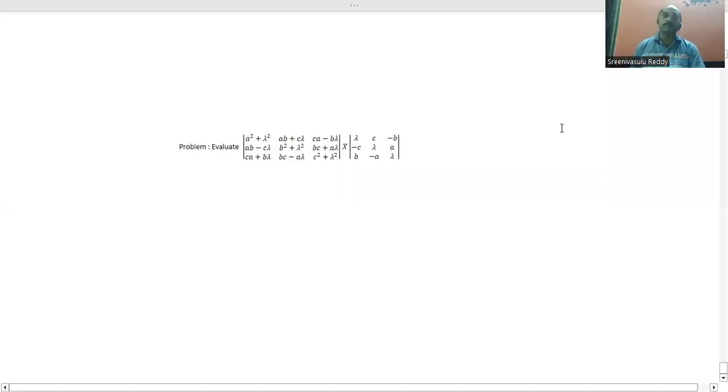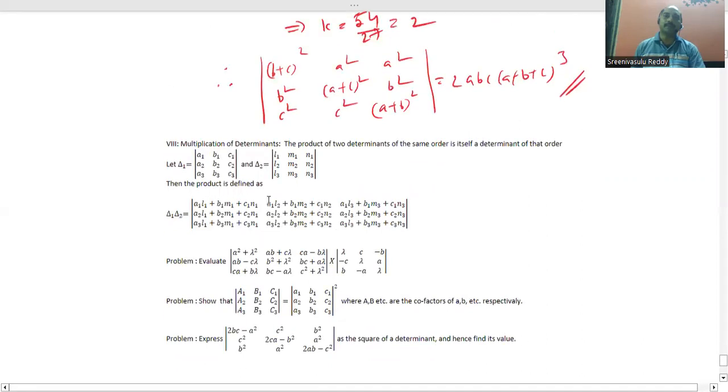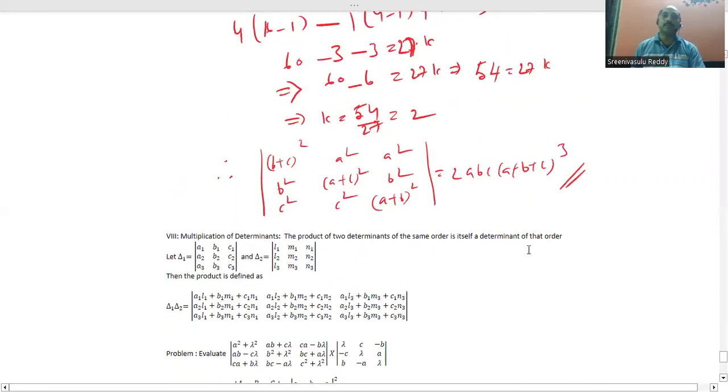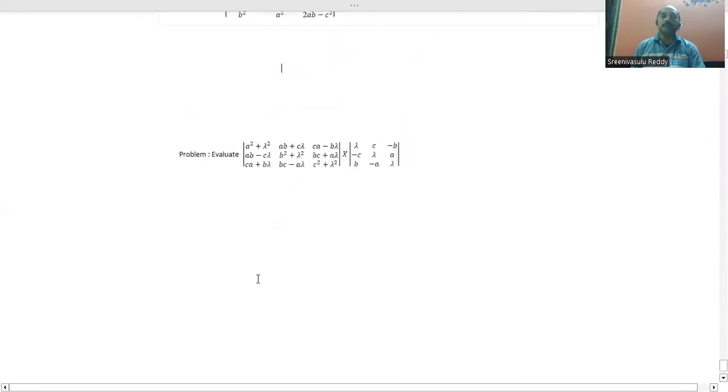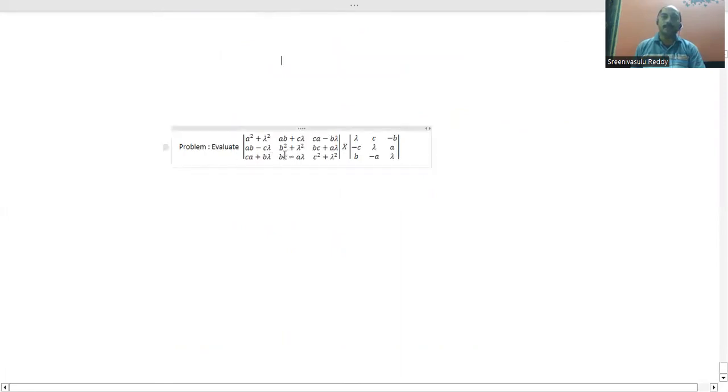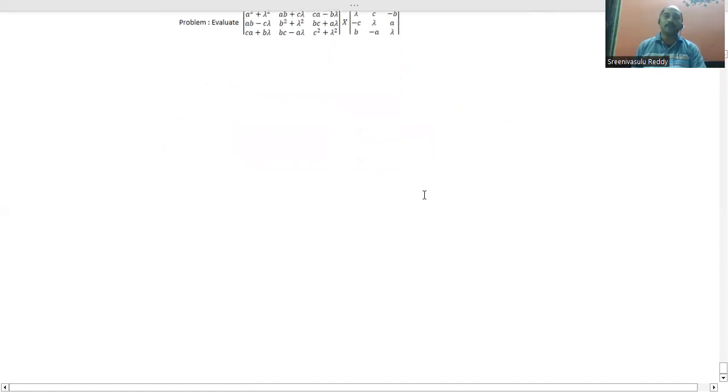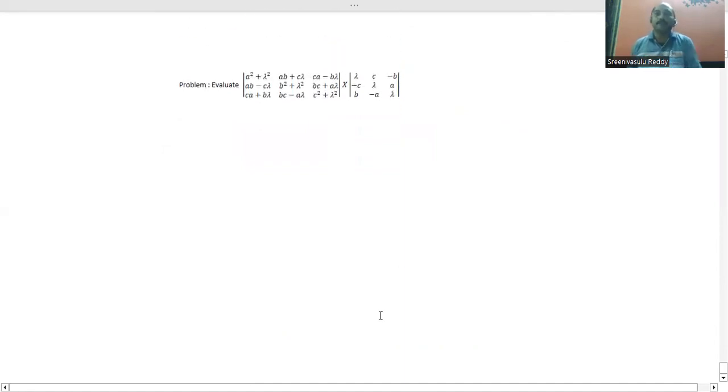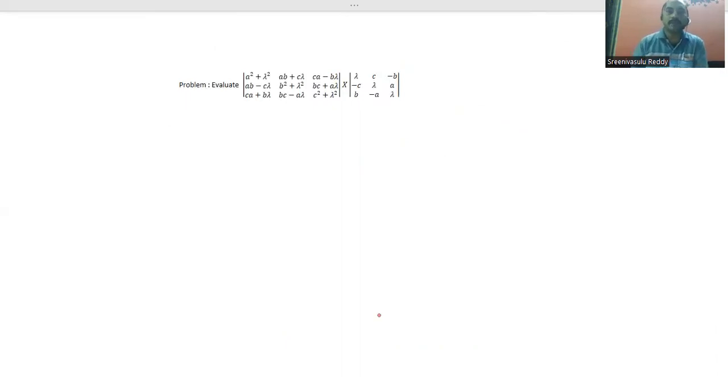So the first problem, the matrix multiplication method. The last property of the determinant is multiplication of determinants. Here they provide two determinants, one is 3 by 3 order, the next one is 3 by 3 order. Evaluate this value. The evaluation process we already know: first row with first row, first row with second row, first row with third row is the first row of the resultant matrix.